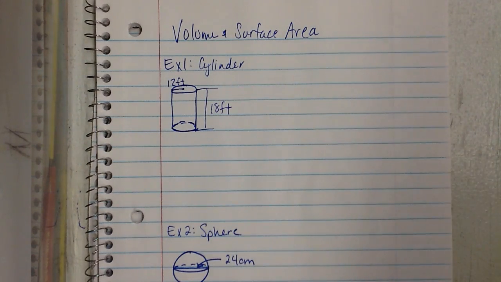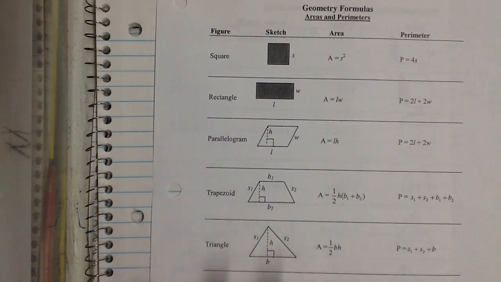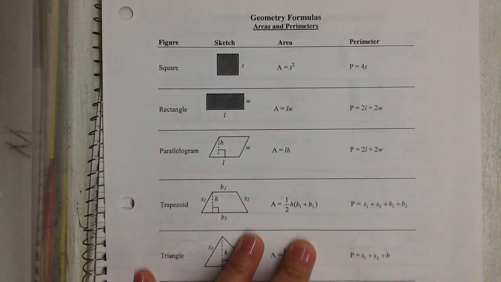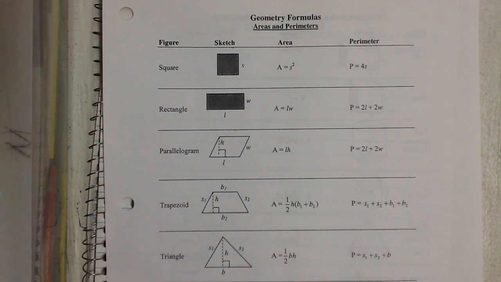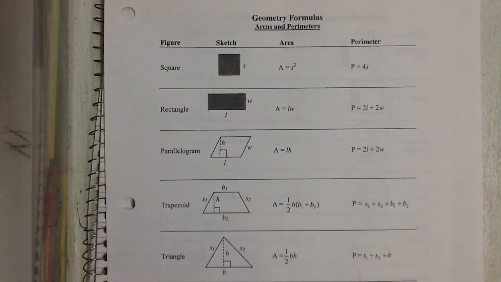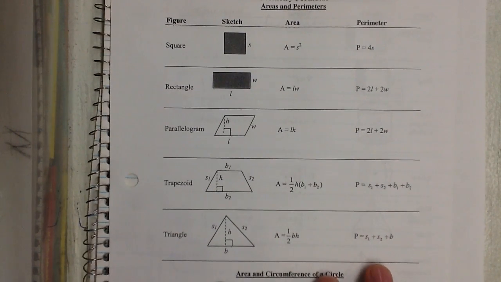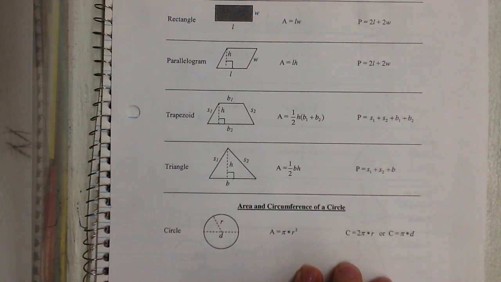Okay, for volume and surface area, we've got to use specific formulas, and you should have this formula sheet. You should have picked this up from me. Now, on a test that you're given from me, there will not be formulas provided. You need to know the formulas for area and perimeter, and area and circumference. Those are previous things. You should know those.